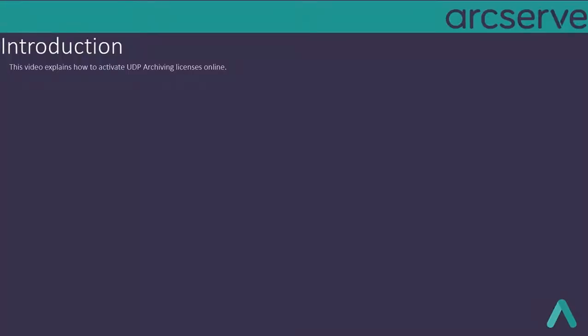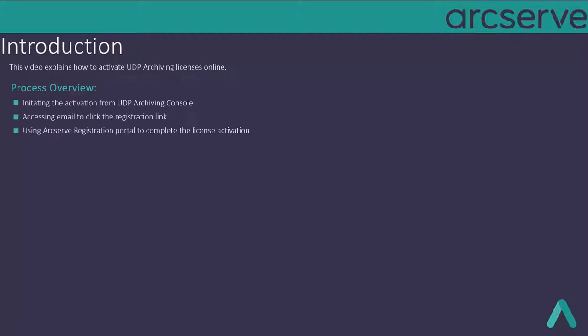Online license activation is a three-step process. First, from console of UDP archiving, start license activation. Then, use your personal email ID to access Arcserve registration link. And then from Arcserve registration portal, you need to complete the license activation process.